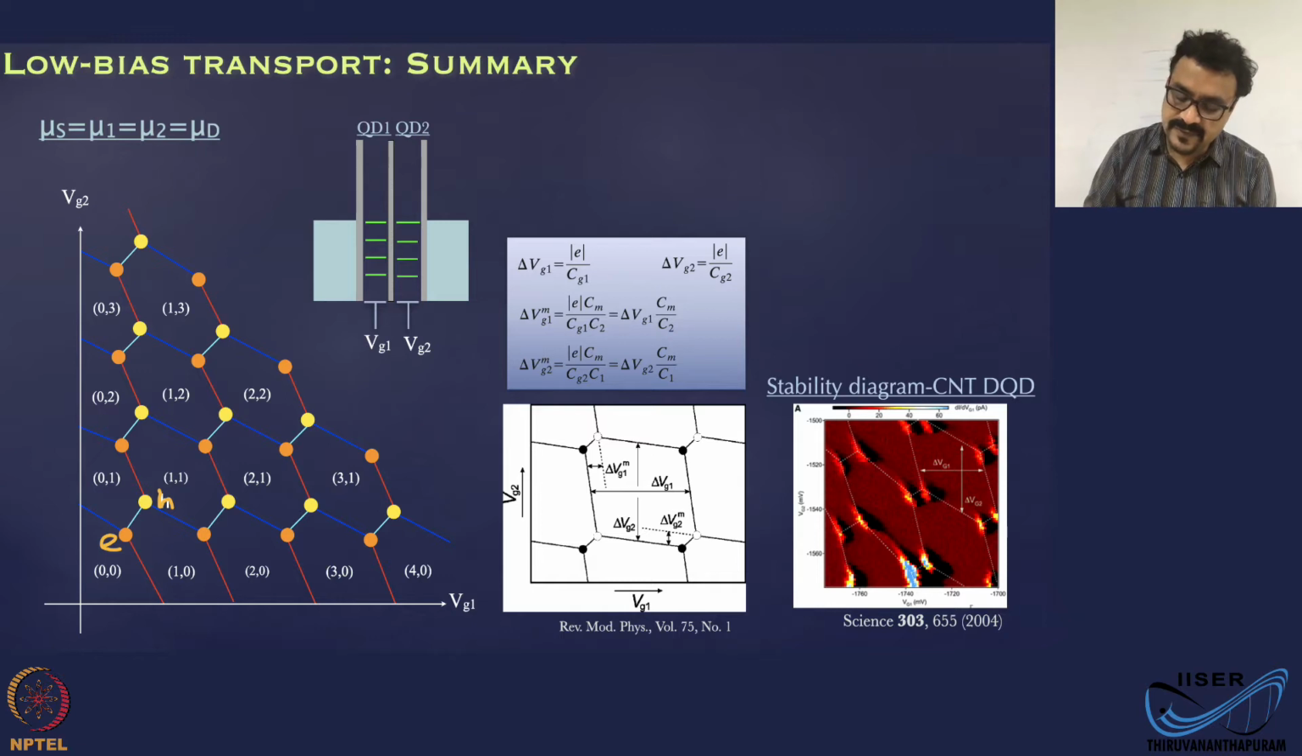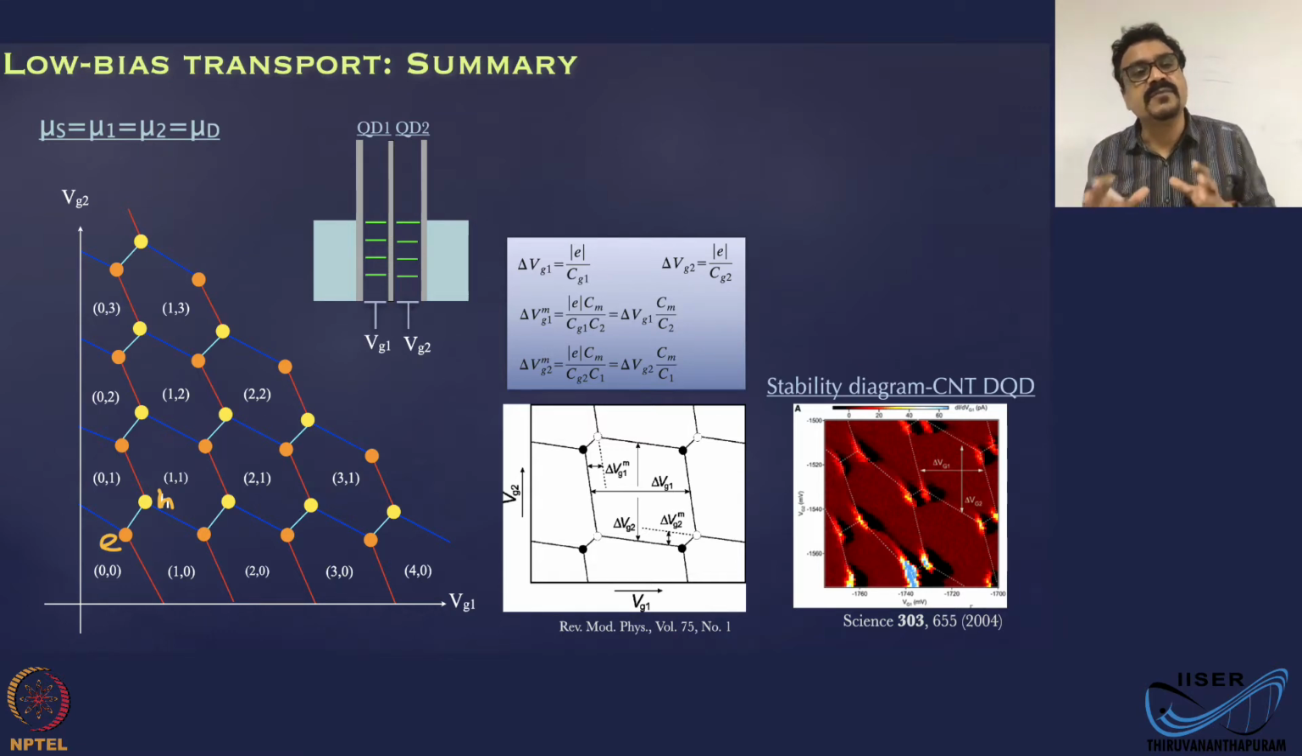Okay, and from the geometry of these hexagons you can extract capacitances associated with various gates of the dot. That also we discussed. And this is an experimental charge stability diagram for a carbon nanotube double quantum dot, where 2 quantum dots are realized in a carbon nanotube. And as we discussed, there are hexagonal regions, and the non-zero current is only there at these corners of the hexagon. Those are the triple points. Okay. So that is the summary of what we have so far.